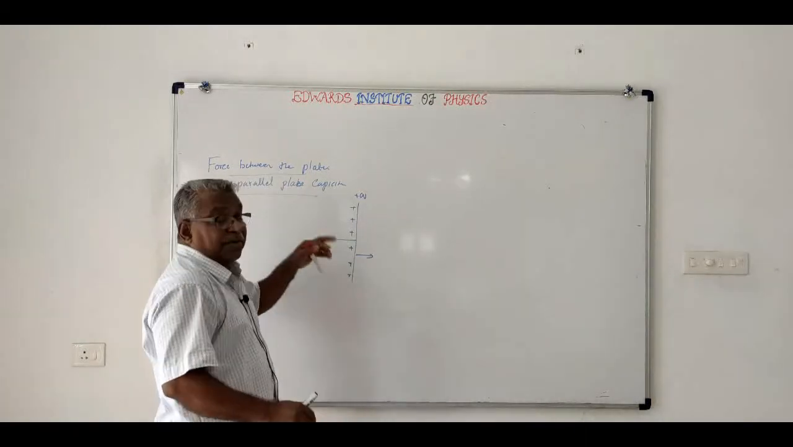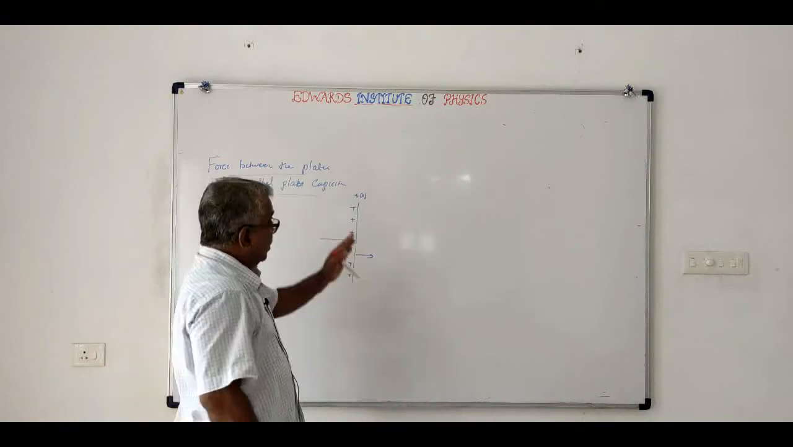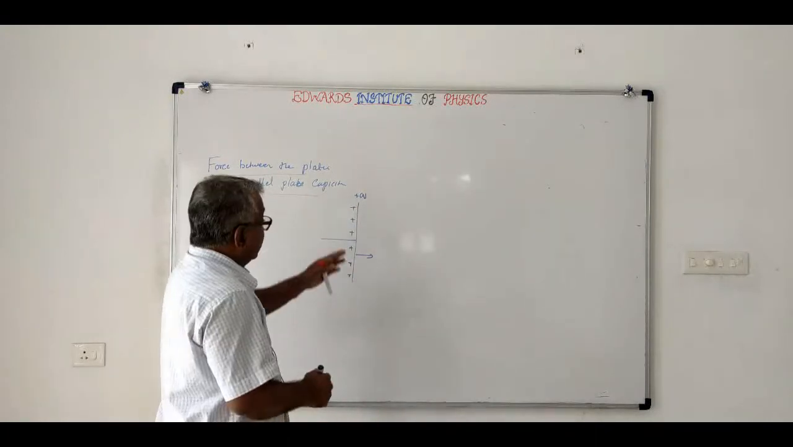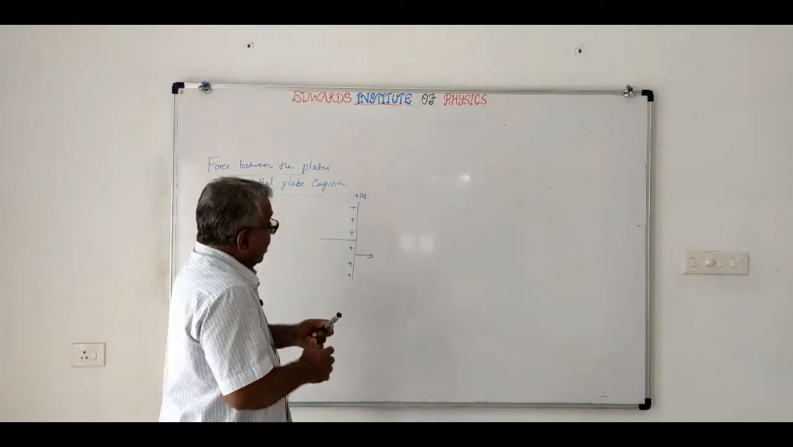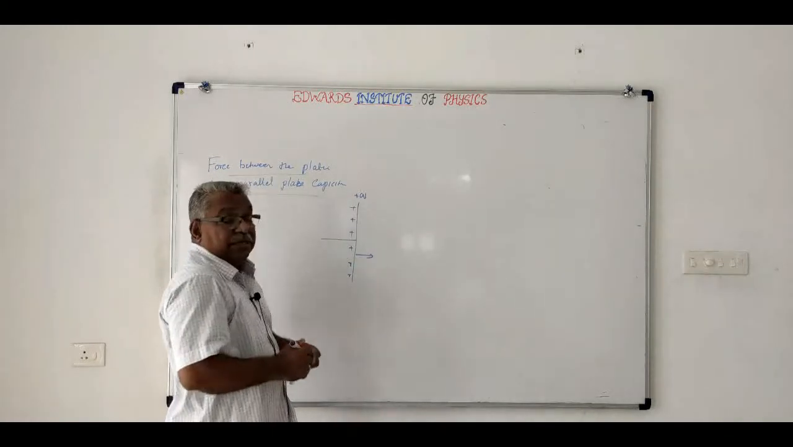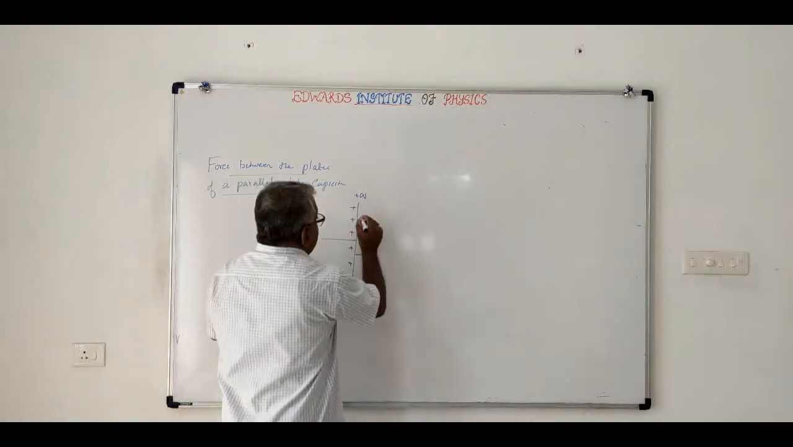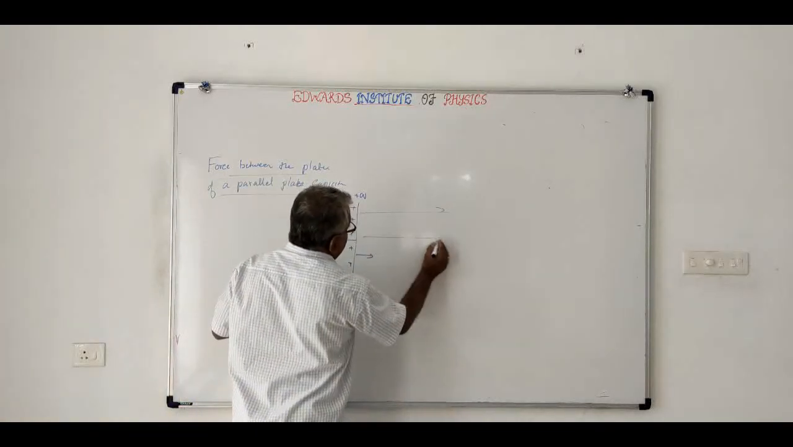Imagine a single plate which is fixed, as if fixed with a gum or something like that. You imagine this plate is fixed and it is charged with the charge Q. What will be the electric field? Electric field will be in this direction.